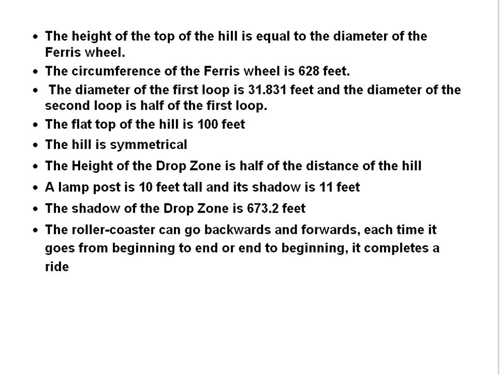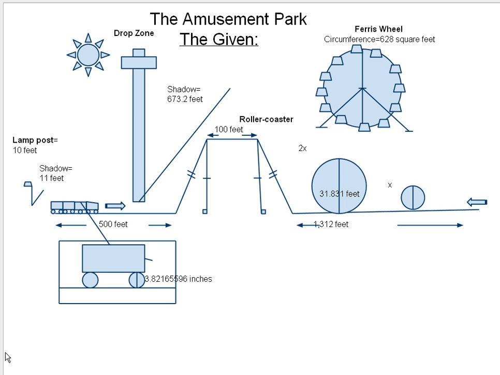A lamppost that is 10 feet tall has a shadow of 11 feet. The shadow of the drop zone is 673.2 feet at the same time. The roller coaster can go backwards and forwards. Each time it goes from beginning to end or end to beginning, it completes a ride. Here's the given information.